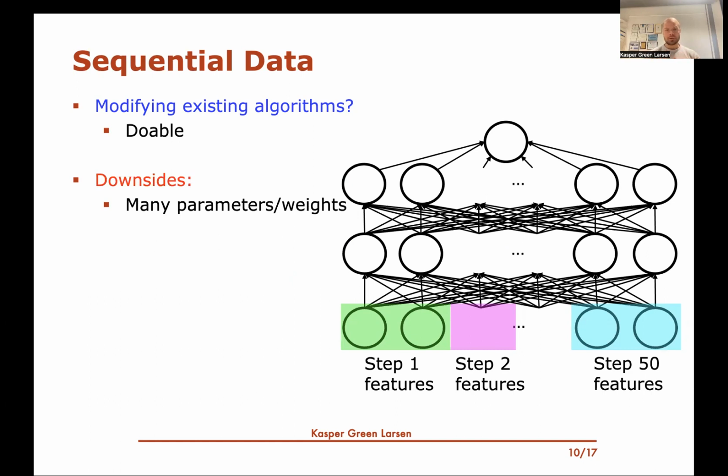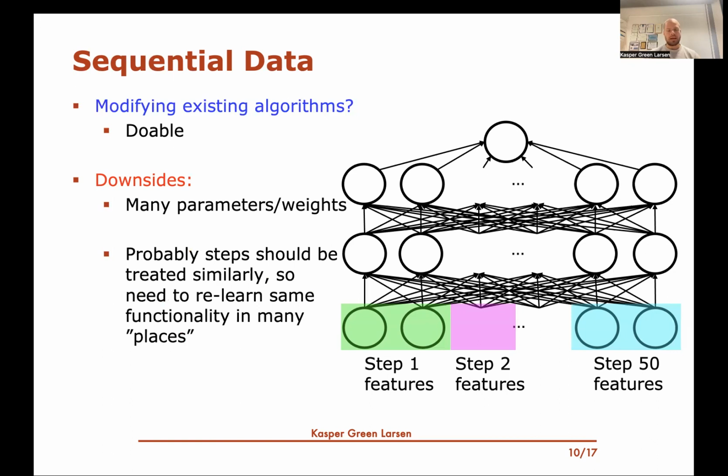In particular, this neural net will have a lot of weights, if it's a fully connected neural net. If each step has D features, we have 50D input neurons, which creates a lot of entries in this weight matrix. There's tons of entries. We have one row for every feature here.